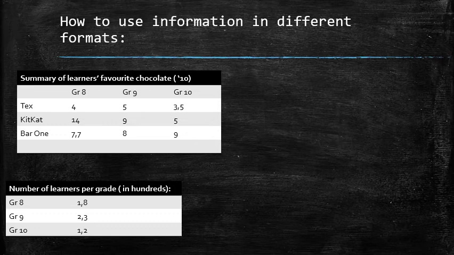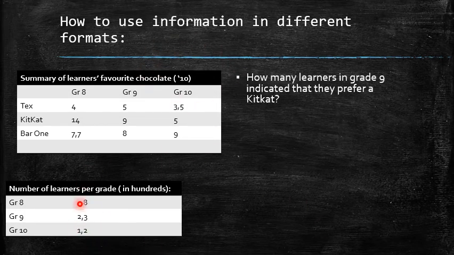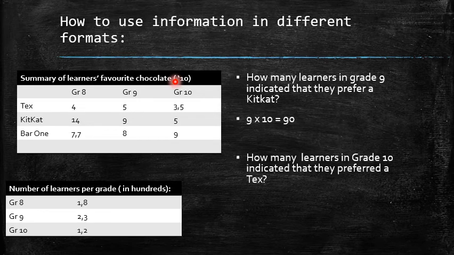If we have something like this, you'll see a summary of learners' favorite chocolates for grade 8, 9, and 10, and then the number of learners in each grade. So what you'll see here is that this one is in tens and this one is in hundreds. So how many learners in grade 9 indicated they prefer a Kit Kat? So grade 9, Kit Kat is 9, but it's not 9 learners because it's in tens. So it's 9 times 10, which is 90 learners. How many learners in grade 10 indicated that they preferred a text? So text for grade 10, 3,5 times 10 gives you 30.